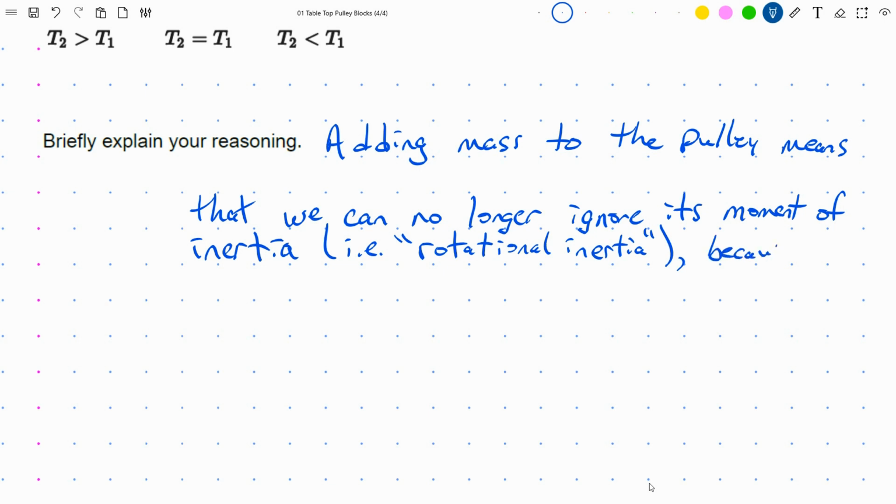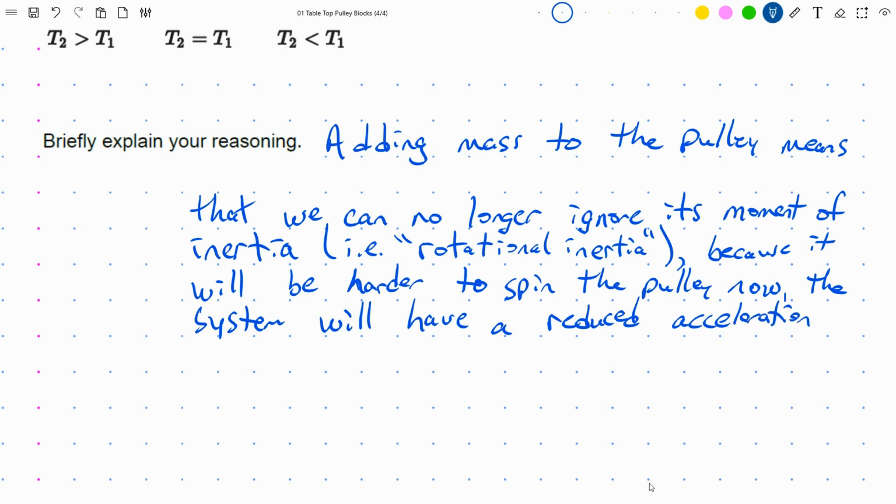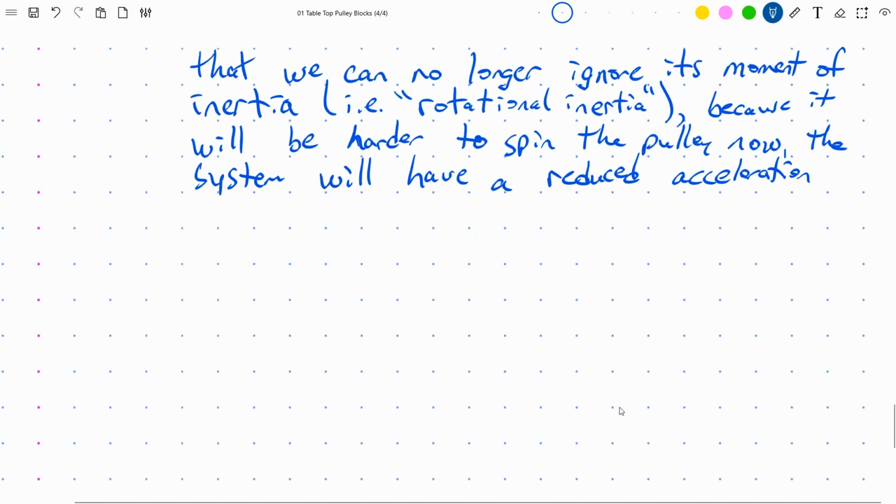because it will be harder to spin the pulley now. The system will have a reduced acceleration. Okay, so it'll have a reduced acceleration.